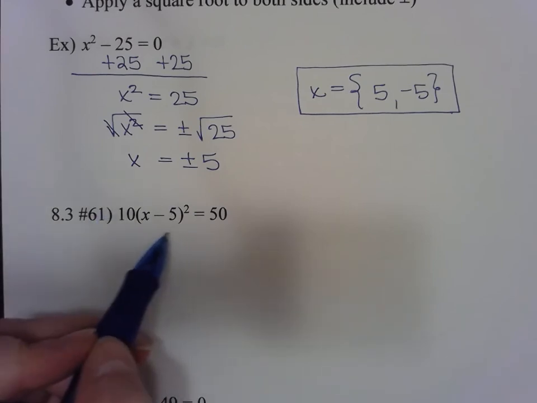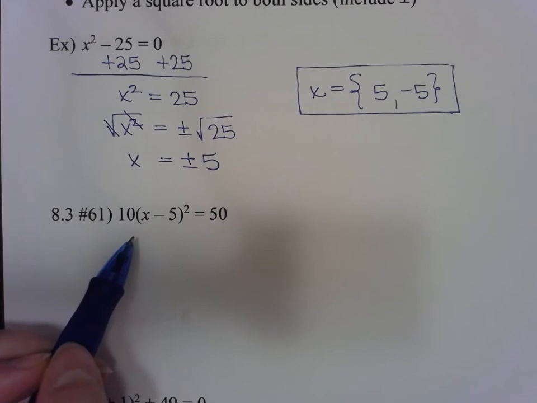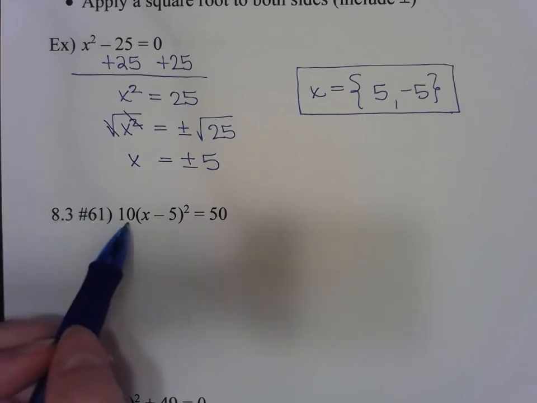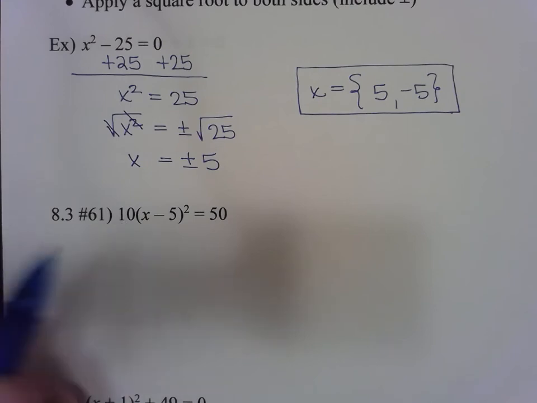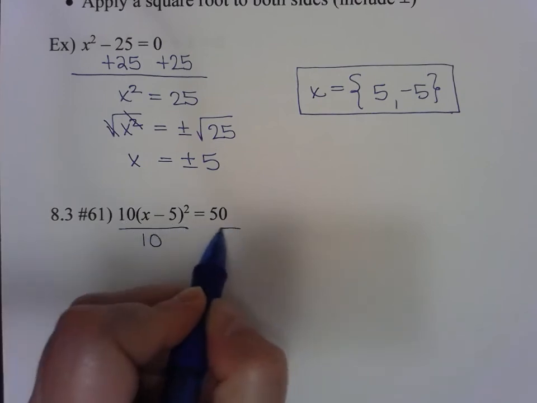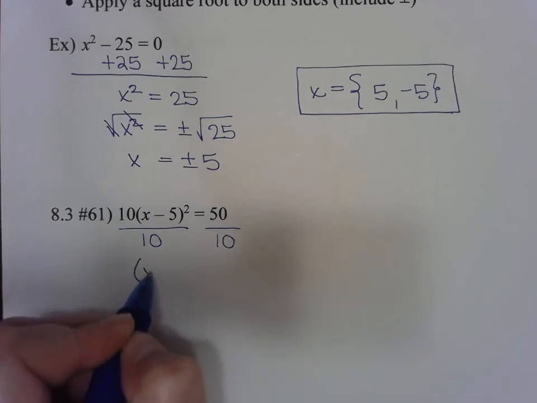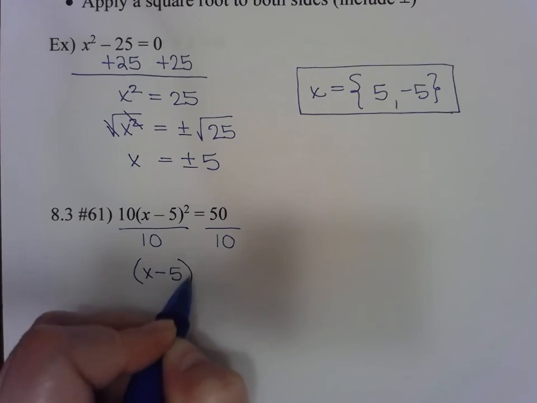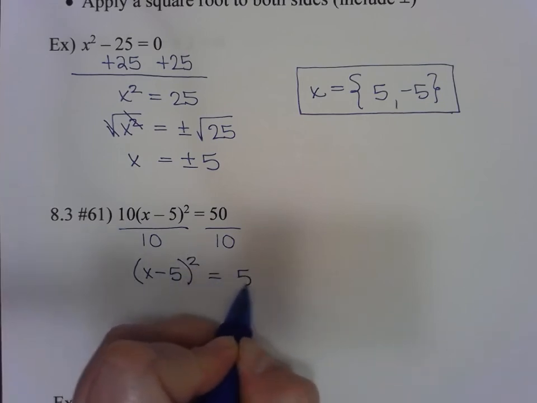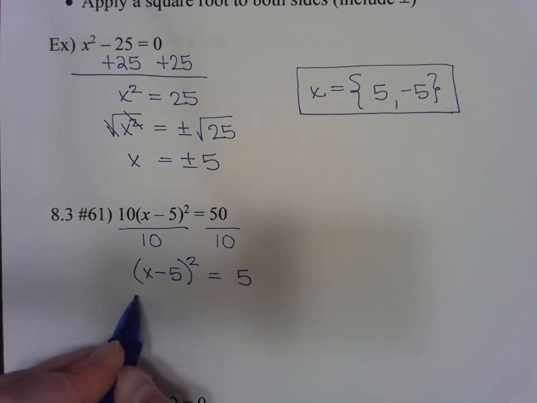This time we want to isolate the parentheses squared. So it would not be appropriate to take the square root of both sides right away. We need to remove this 10. So I'm going to divide, right now it's multiplied, so I'm going to do the opposite and divide both sides by 10. 50 divided by 10 is 5. And then I'm going to take the square root of both sides.